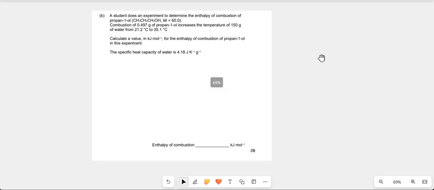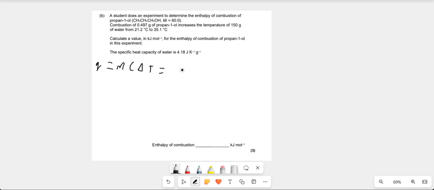Question 2. A student uses a propanol with that MR, combustion of that many grams of the propanol, temperature increases from that to that. Calculate the enthalpy. So to calculate enthalpy, you need to find the energy and then divide the energy by the moles. So let's find the energy first. The energy is very easy. Use the same formula for all of these: Q is equal to MC delta T.